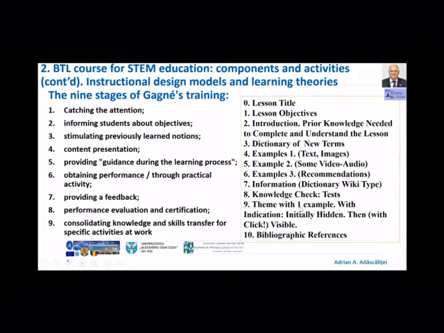The 9 stages of Gagne training are most used in order to establish a successful online lesson. Catching the attention, lesson type. Informing students about objectives, lesson objectives. Stimulating previously learned notions, introduction. Prior knowledge needed to complete and understand the lesson. Dictionary of new terms. Then content presentation by examples.